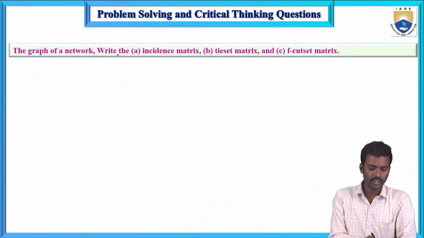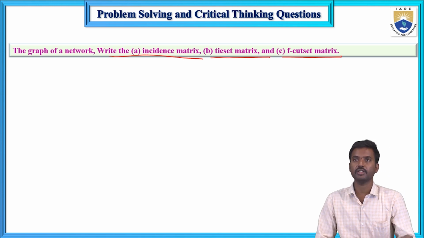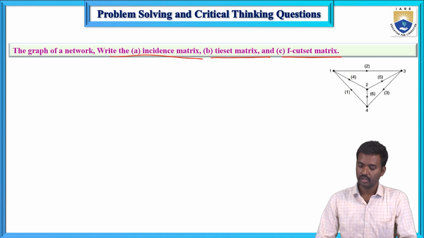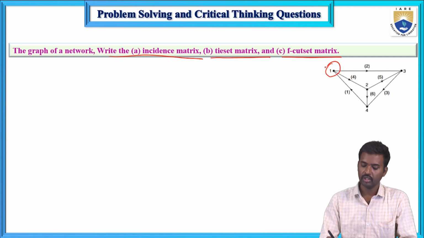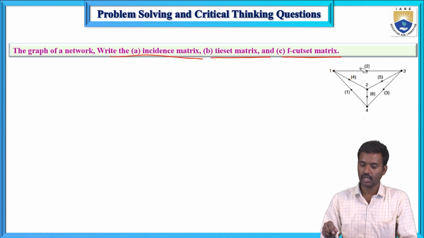For the graph of a network, write the incident matrix, tie set matrix and cut set matrix. So first, this is the graph. For this graph, find out the cut set matrix, tie set matrix and incident matrix. Nodes here are 1, 2, 3, 4 and branches 1, 2, 3, 4, 5, 6. So these are the branches and nodes.